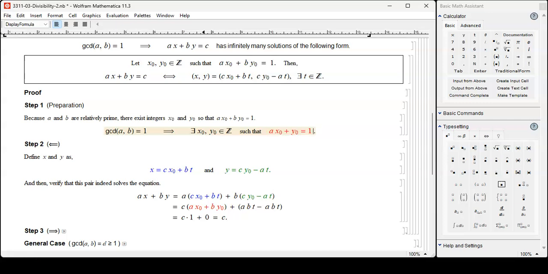Linear combination expression turning out to be 1. And then what you have here, ABT minus ABT. So A times BT minus B times AT. So that whole thing becomes 0. And we end up with C times 1 plus 0, that's C. So we have the solution. That's the easy half. Start from the right-hand side and then plug in and then do some algebraic manipulation.